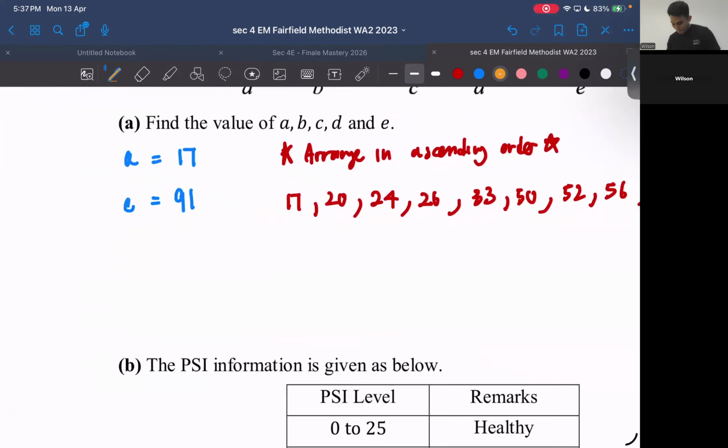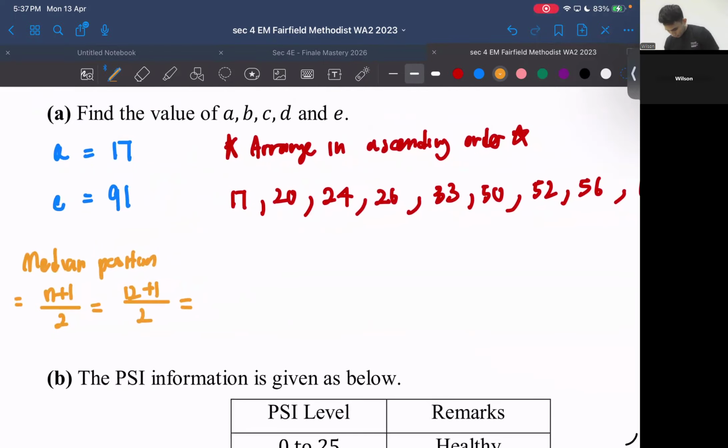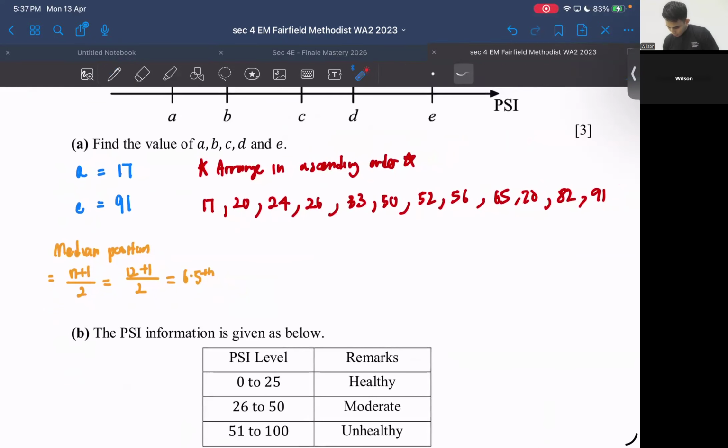Okay, so median position over here. Median position is equal to n plus 1 divided by 2. In this case, I have 12 plus 1 over 2, which is why Kira is saying the 6 and 7 position, right? So this should be the 6.5 position. Let's take a look at 1, 2, 3, 4, 5, 6. So it should be here. Okay, so let me just draw a line in between here.